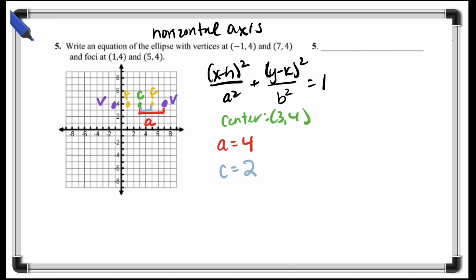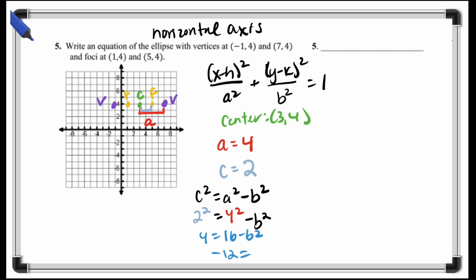Using your formula here, you have c squared equals a squared minus b squared. So you've got 2 squared, and then that is equal to 4 squared minus b squared. All right, so you have 4 equals 16 minus b squared. You're going to get negative 12 equals negative b squared. You have b squared is going to equal 12. Okay, so you don't need to find the square root of b, right? Because that b squared is just going to go right here in your formula.